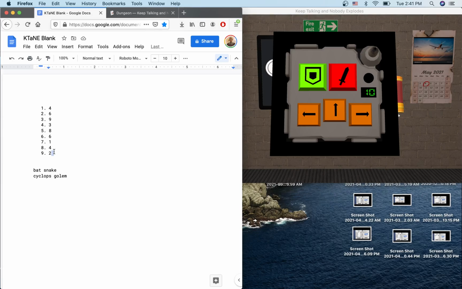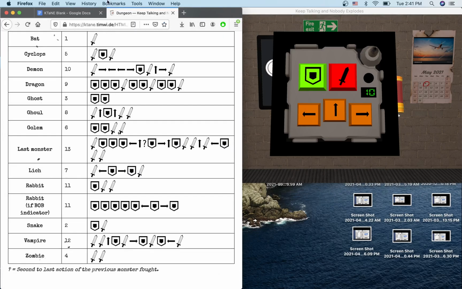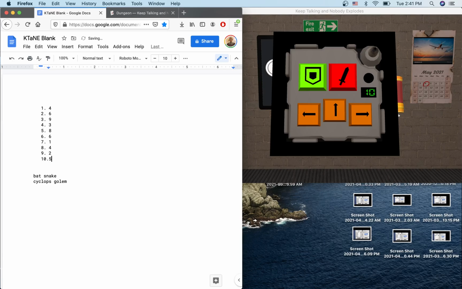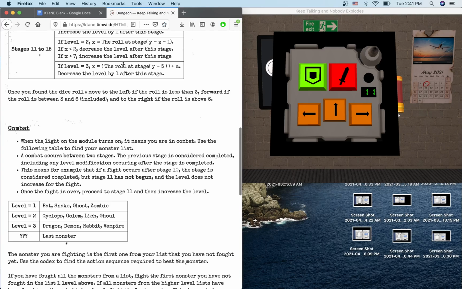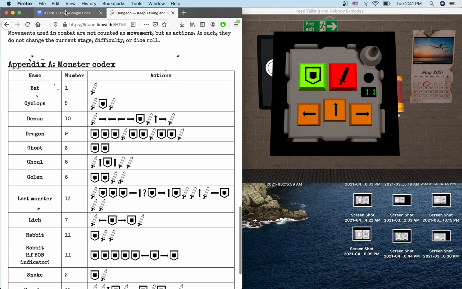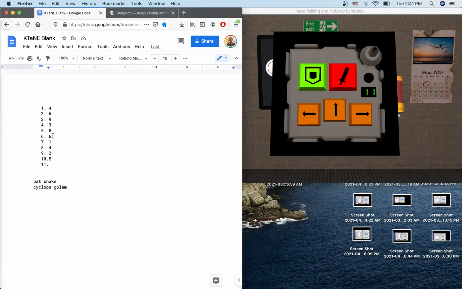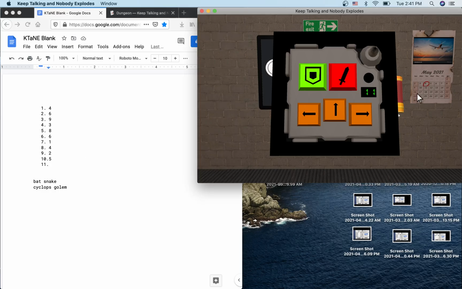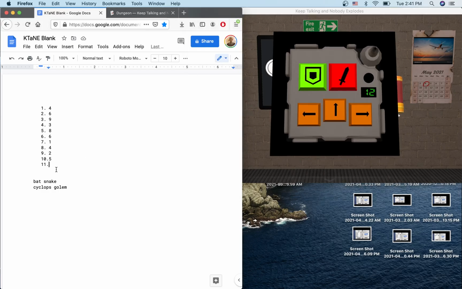Stage 10. It's going to be 2 minus the number of lich, which is 7, so it's going to be negative 5, or 5. Forward. Now, once again, our level moves up to 3. We need to follow this rule here. The roll at stage 11 minus 5 is a 6, plus the previous monster, which is going to be a 7 for the lich. So the roll at stage 6, which was a 6, plus 7 is going to be 13. 3 takes us forward.